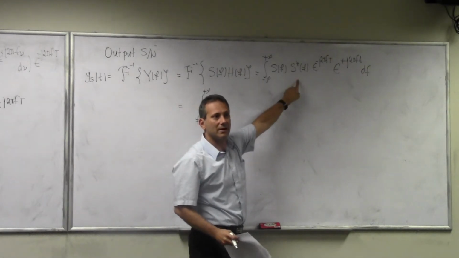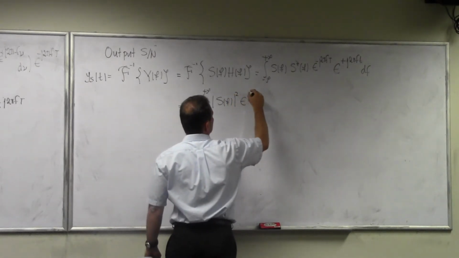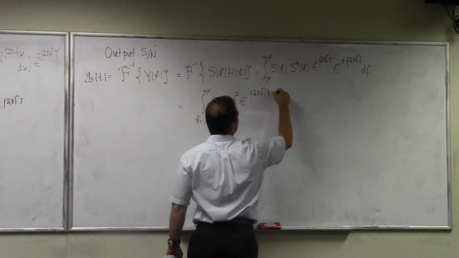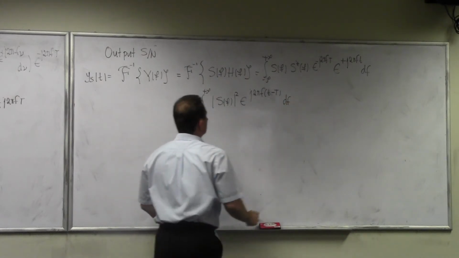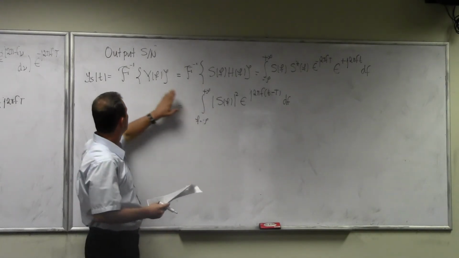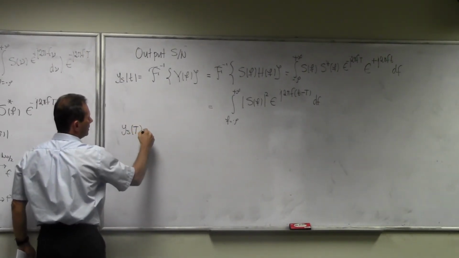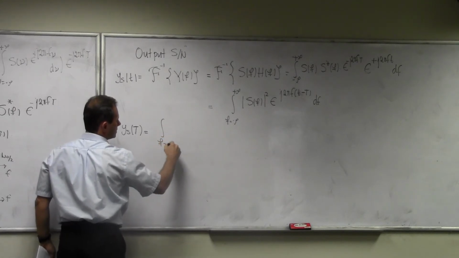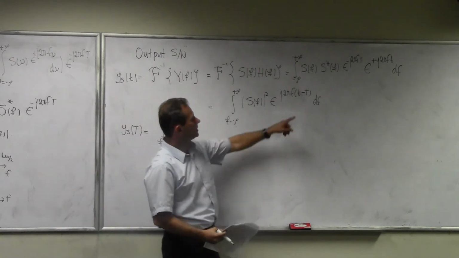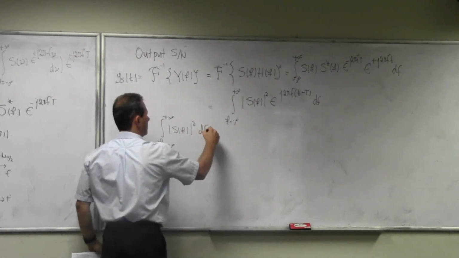Square. It's the square of the magnitude, right? So this is |S(f)|² e^(j2πf(t−T)) df, right? And you can see, that's what the inverse Fourier transform is. If I take y_s, but I sample it at capital T, this becomes an integral when f goes from minus infinity to plus infinity of |S(f)|². When t becomes capital T, what happens to this exponential? 1. So it's df. Now tell me what this is.